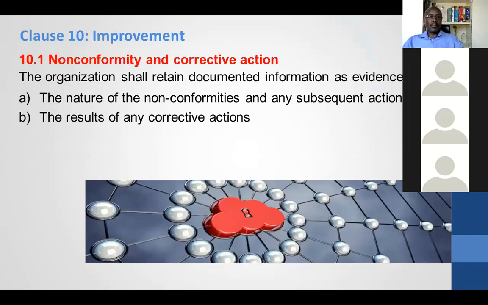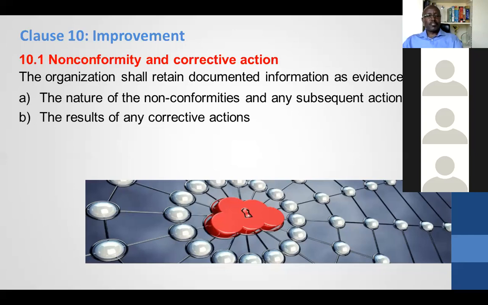So clause 10 is normally about improvement. This is where you deal with the non-conformities and corrective actions. So when you're doing the audits, whether it's internal or external, if an auditor finds a control that does not conform to the requirements, or there are requirements that have not been implemented fully, or maybe have only been implemented in part, then that becomes a non-conformity. And the auditor will normally flag that non-conformity.